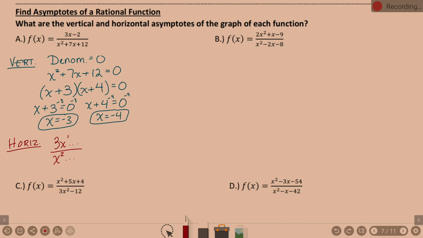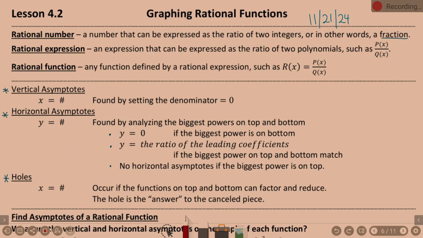Now, the question becomes, where is the bigger power? In this particular problem, the larger power is on bottom. Well, someone go back up and read the rule. What's the rule when the larger power is on bottom? What'd you say? Yeah. Right here, folks. Biggest power is on bottom. Y equals 0. So what's your answer? Y equals 0.